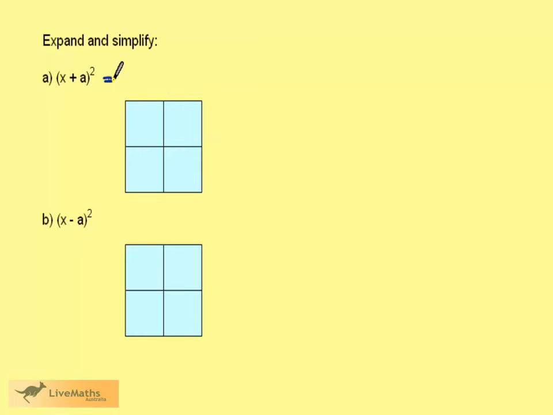We want to expand and simplify x plus a all squared. Remember, anything squared is itself times itself. So x plus a all squared is equal to x plus a times x plus a. In the usual way, using the grid method, x and plus a, x and plus a.